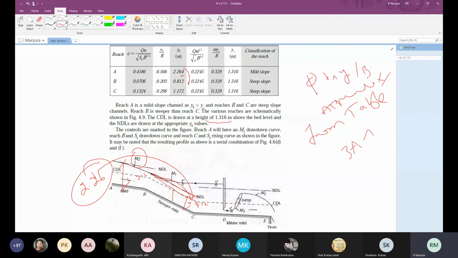Reach A will have an M2 drawdown curve, reach B an S2 drawdown curve, and reach C an S3 rising curve. You can see in reach 3 CDL is greater than NDL, and the curve is changing from M3 to M2. So there is a jump. You can see the change of slope from mild slope to steeper mild and milder mild. So there are three controls. Here there is a jump just because of the sluice or a gate.